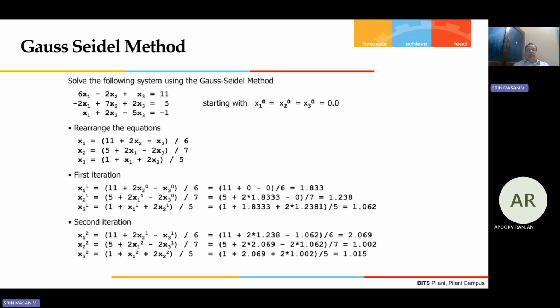Similarly, x2 superfix 1, x3 superfix 1, right? So here you have used 5 plus 2 into latest value of x1, 1.833, which we have found here, minus x3 value, of course, 0 initially, divided by 7. So when you are finding x3, you are getting 1 plus x1 value, latest value 1.833, plus 2 into x2 value we just have found out, 1.2381. Okay, so you get 1.062. So like that, you go for second iteration and so on.